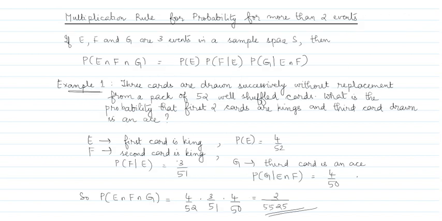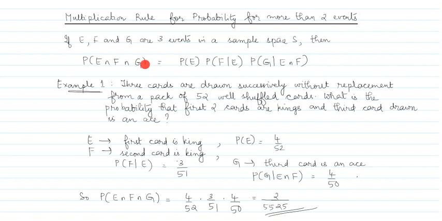Now, what if you are looking at more than 2 events? Then the multiplication rule would be something like this. If E, F and G are 3 events in a sample space S, then P of E intersection F intersection G, that is, the simultaneous occurrence of these 3 events.